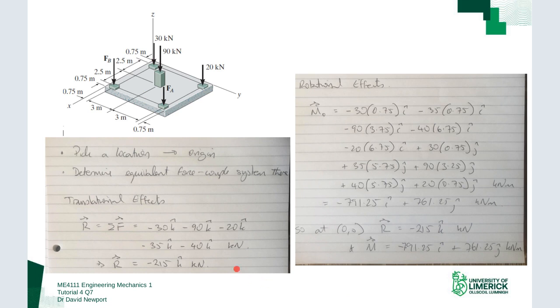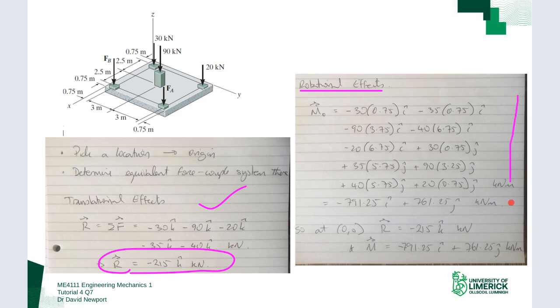So again, I'm following my standard procedure. I've got my translational effects here and my rotational effects here. Okay, so translational effects, again, all the forces are in the negative z direction. So sum of the forces up, I get minus 215 k hat kilonewtons for the resultant force. So that's the magnitude of the resultant force.